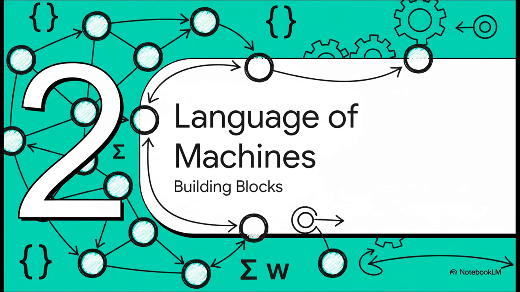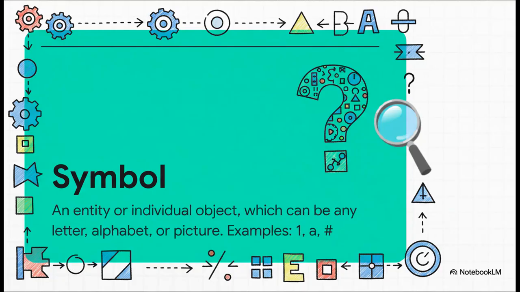Okay, next section, let's talk about the language of machines. To really get how automata work, you first have to understand their vocabulary. So pay close attention here, because these basic terms are going to pop up in almost every single exam question on this topic. Everything, and I mean everything, starts with a symbol. It's the most basic unit you can imagine, just an individual character, like a letter, a number, anything.